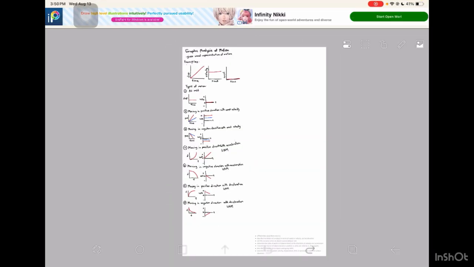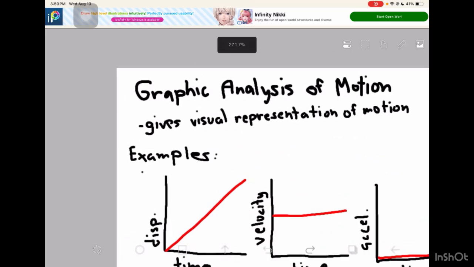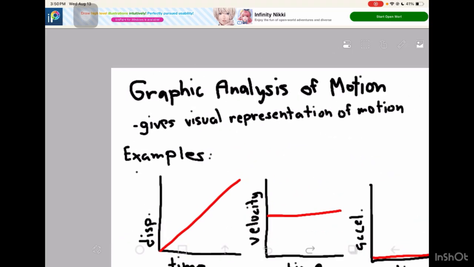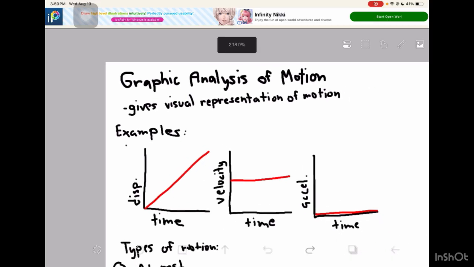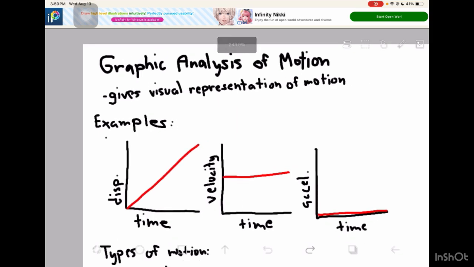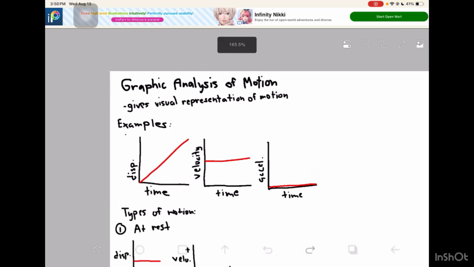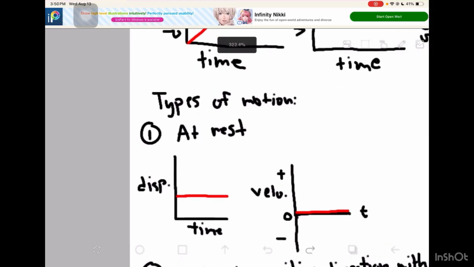All right. Next one is going to be graphic analysis of motion. It just gives a visual representation of motion, and it helps you visualize things and find patterns within the previous topics. So here are some examples, but I'm going to do the types now. So, the types of motion.